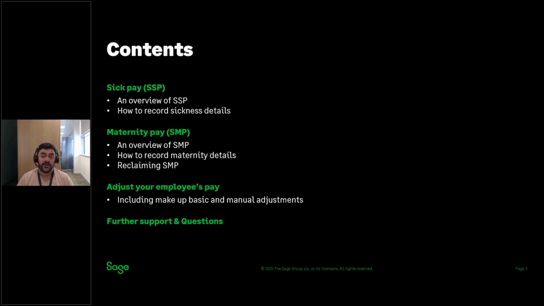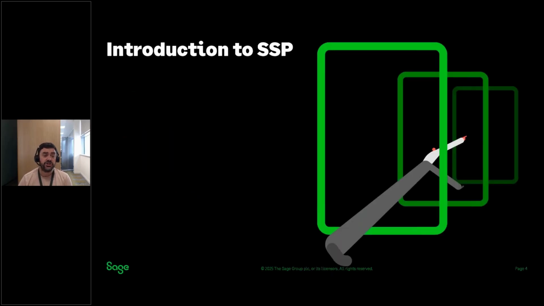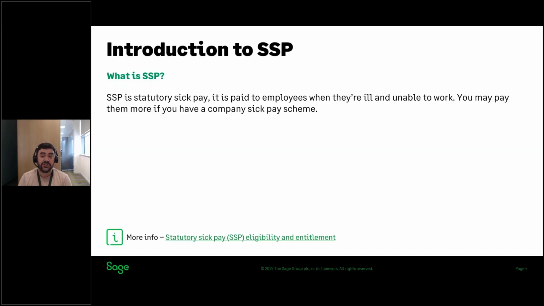So let's get things underway with a bit of an introduction to SSP. SSP is short for statutory sick pay. This is a payment made by employers to their employees when they're unwell and unable to work. Many employers will pay more than the statutory sick pay rate if you have a company or occupational sick pay scheme, but we will be mainly focusing on statutory sick pay in the demonstrations today.